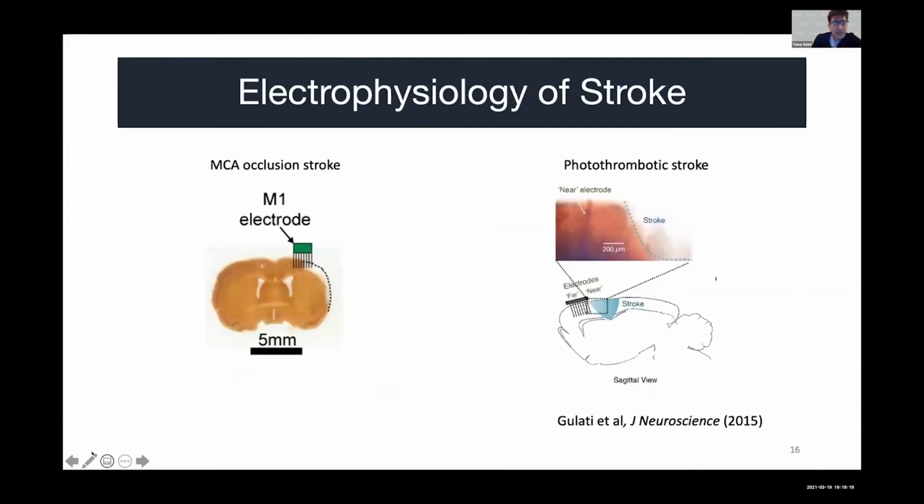So I'll go to this next slide here. We do two kinds of stroke models. The photothrombotic stroke is an experimental model. Like I described, we shine the light after injecting this photoactive dye. But in addition, we also do this middle cerebral artery occlusion model in which we tie up the middle cerebral artery. The advantage of this model is that it is more human mimicking. This is what happens in humans.